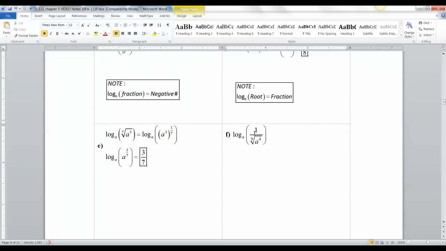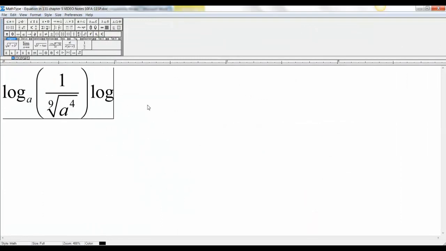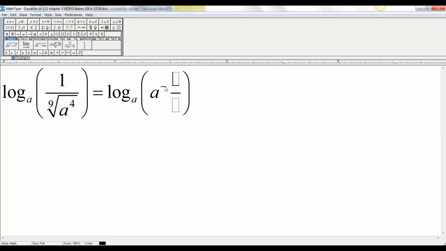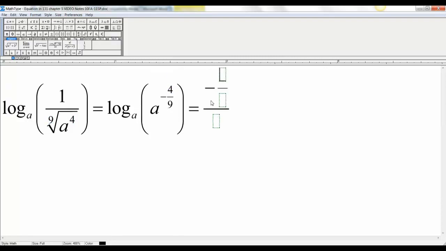Now, F is going to combine all the things we've learned so far. It's going to combine both of these notes because it's a root, but it's also a fraction. So because it's a fraction, we're going to need a negative number, right? So this is the log base a, equals log base a of a to the, now negative makes the fraction part, so 1 over is dealt with by that. And then it's 4 over 9, because 4 is your power, that becomes your numerator, and 9 is your root, so that becomes your denominator. So the answer to this is negative 4/9.